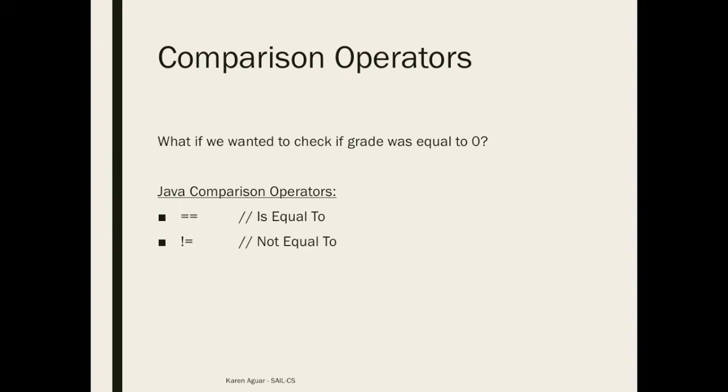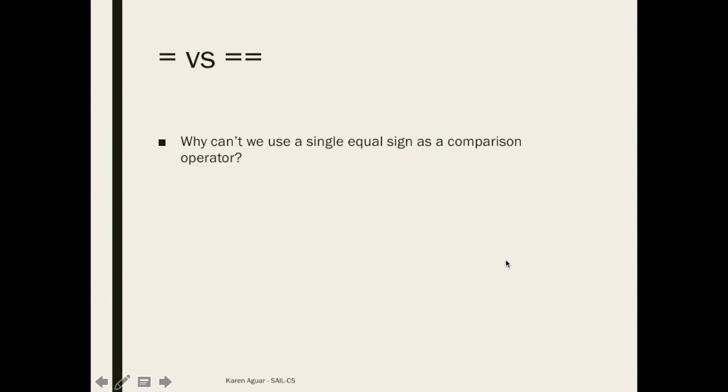Then we have the not equal to. So you can see here that you use an exclamation point and an equal sign. And that checks if A is not equal to B. And then we've got the normal less than, greater than, less than or equal to, or greater than or equal to that we've been using. So again, here's some examples. If grade equals 0, checks if grade is in fact 0. Or if choice, let's say choice was a char character. If choice was not equal to D, we could do things like this.